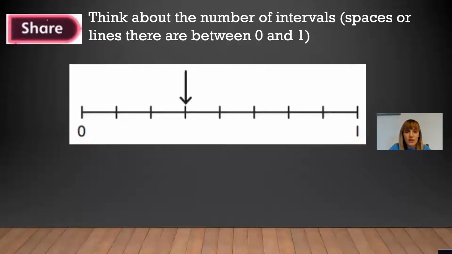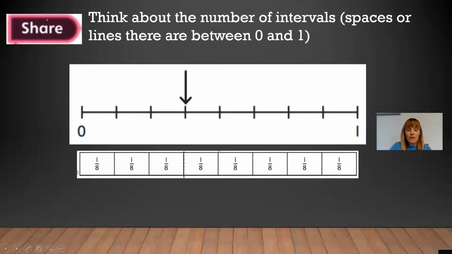Now, how are we going to tackle this? Let's have a think about the number of intervals. Now, that could be the spaces or lines that there are between 0 and 1. Now, in this case, we can see that there are 1, 2, 3, 4, 5, 6, 7, 8 gaps. That means that really we're going to be counting up in 8s to figure out what the decimals are on that line. Now, the arrow, if we can see, has counted up to 3 8s.